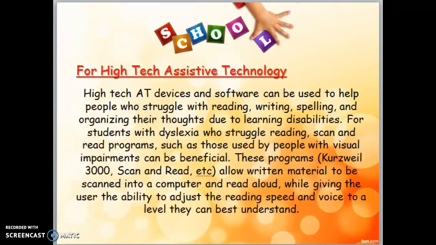For high-tech assistive technology, these software programs can be used to help people who struggle with reading, writing, spelling, and organizing their thoughts due to learning disabilities. For those with dyslexia who struggle reading, scan and read programs, such as those used by people with visual impairments, can be beneficial. These programs allow written material to be scanned into a computer and read aloud, while giving the user the ability to adjust reading speed and voice to a level that can be best understood.